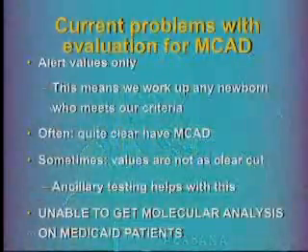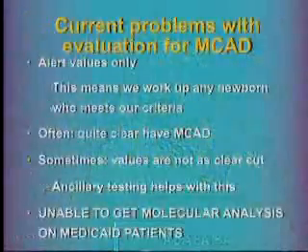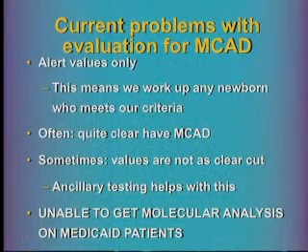There are some issues which we won't go through today, but alert values: we work up any newborn who has a level above certain criteria, which we have set with the lab. Often it's quite clear that they have MCAD. If our cutoff is 0.7 and their value is 20, well, there's not much question that they have MCAD. But sometimes their values are not as clear cut. And then we need to get genetic testing.